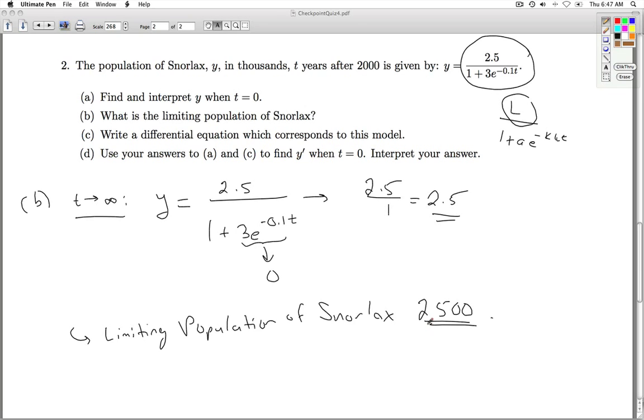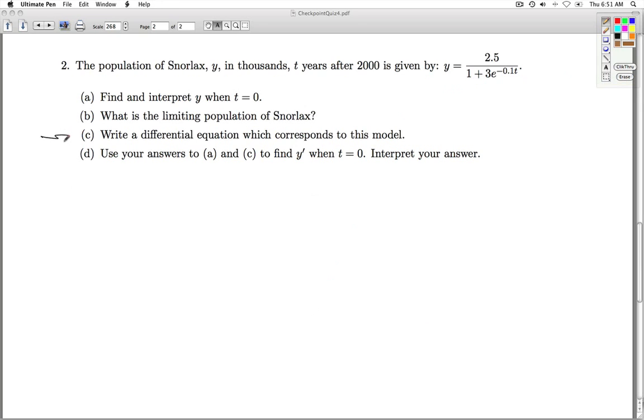Sometimes this is also called the carrying capacity of the environment. The environment won't support any more than 2,500 Snorlax. Okay, part C. We're asked to write a differential equation which corresponds to this model. So the general logistic equation as presented in class, dy/dt, is k times y times L minus y. And the general solution as presented in class is L over 1 plus a e to the minus kLt.